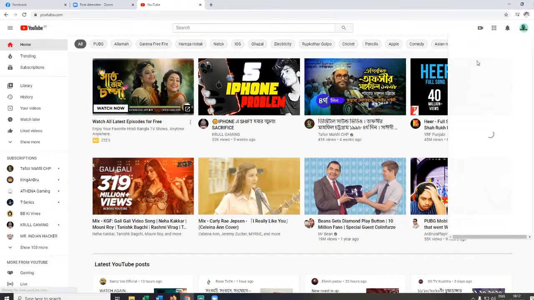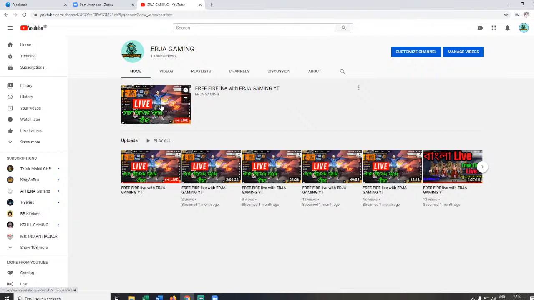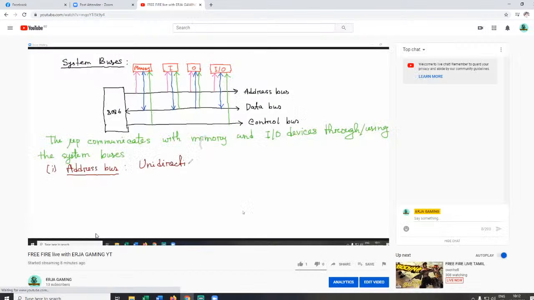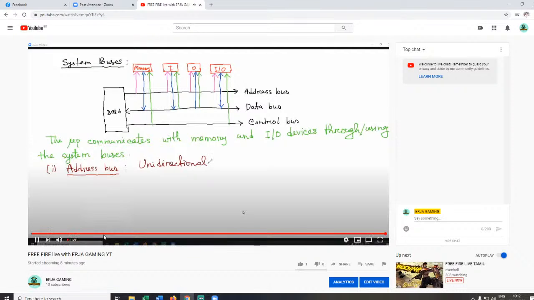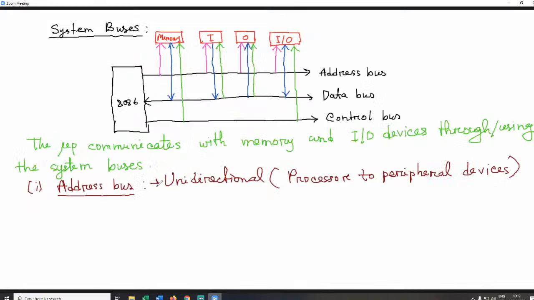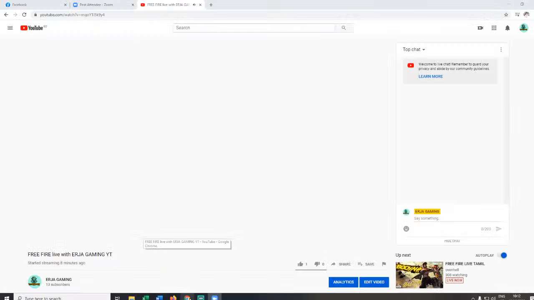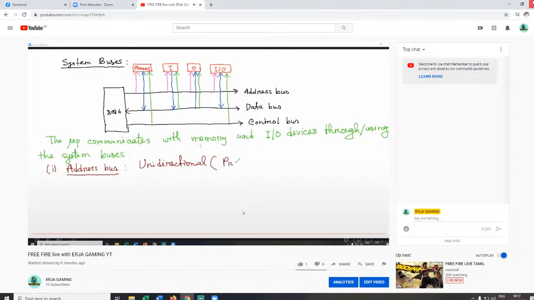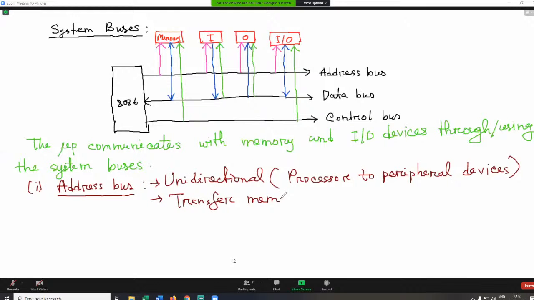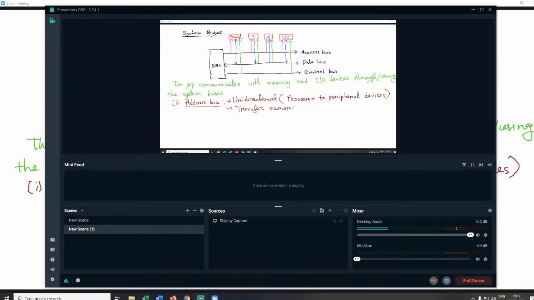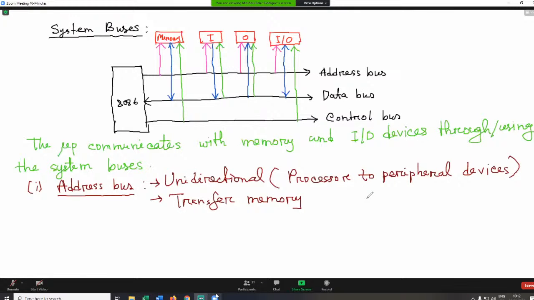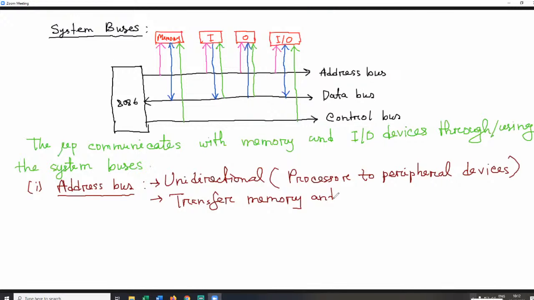Okay. What does it actually perform? So it transfers memory and input output addresses. What does it transfer? This address bus transfers memory and input output addresses, and the direction is from the processor.